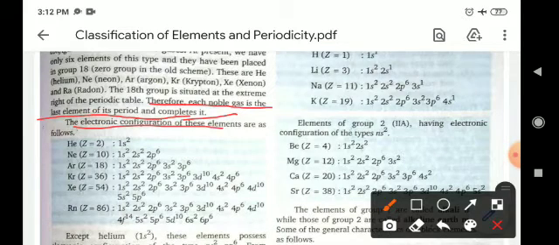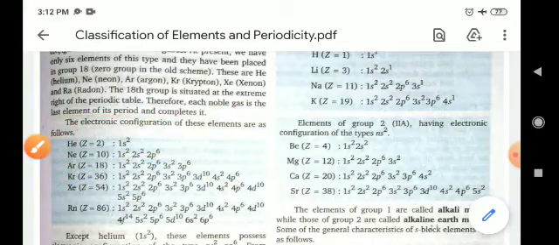The electronic configuration of these elements is as follows: helium 1s2, neon 1s2, 2s2, 2p6, and like that argon, krypton and xenon. If you see the valence shell of each element, there are a total of 8 electrons present in their valence shell, meaning their octet is complete, due to which they are known as noble gas elements.